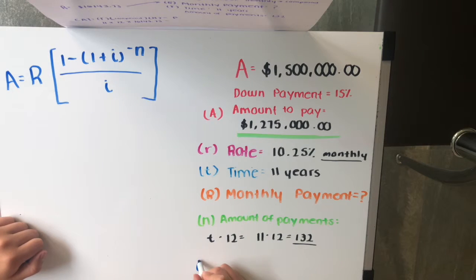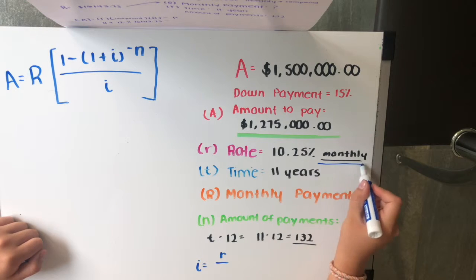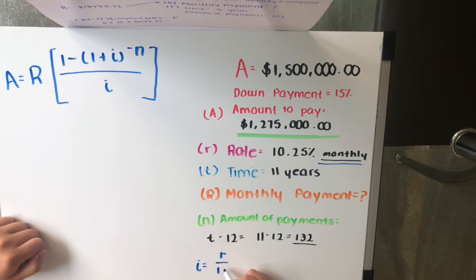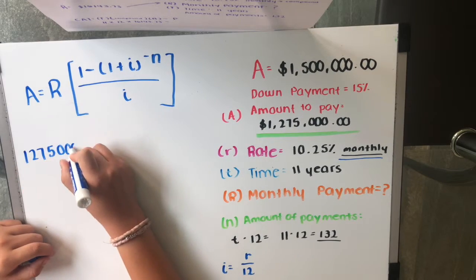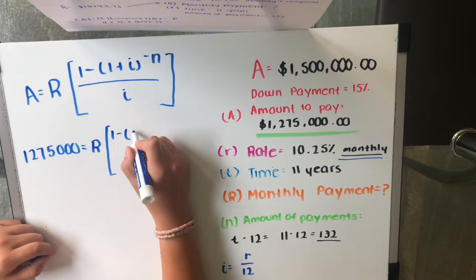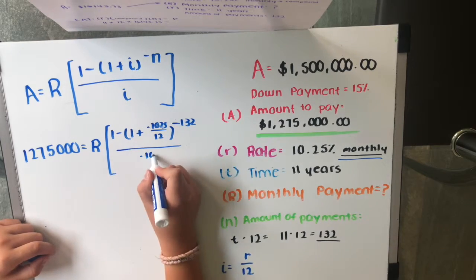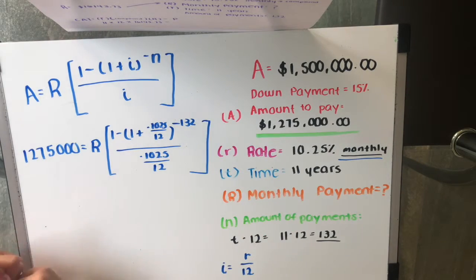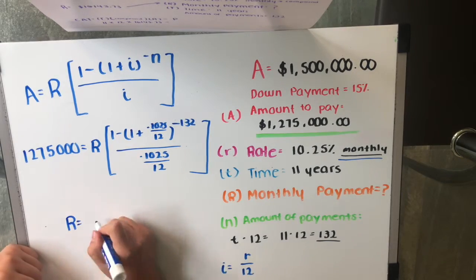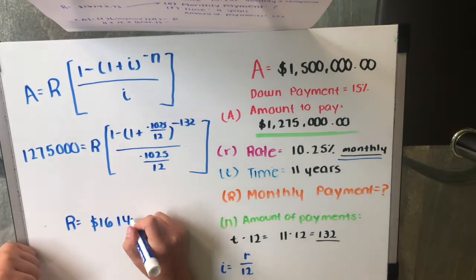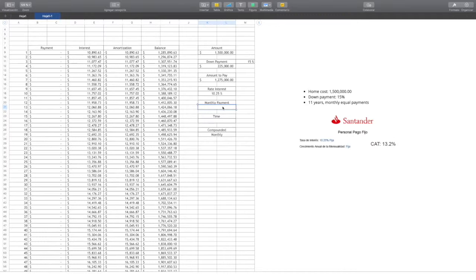I means the rate divided by how it is compounded. Our problem is compounded monthly, so we divide it by 12. It can be quarterly, annually, etc. After solving R, we write it on our chart and see how the table changes.